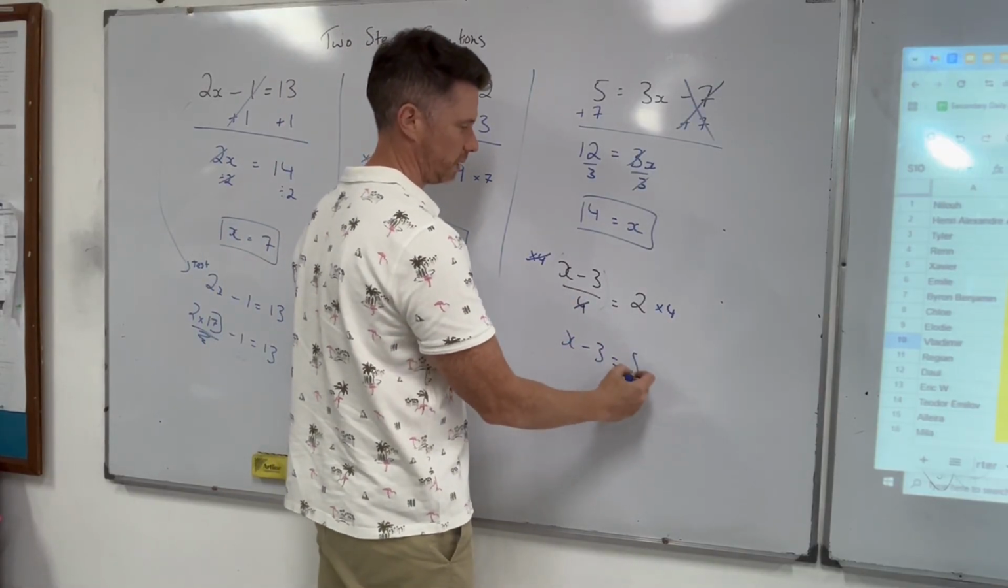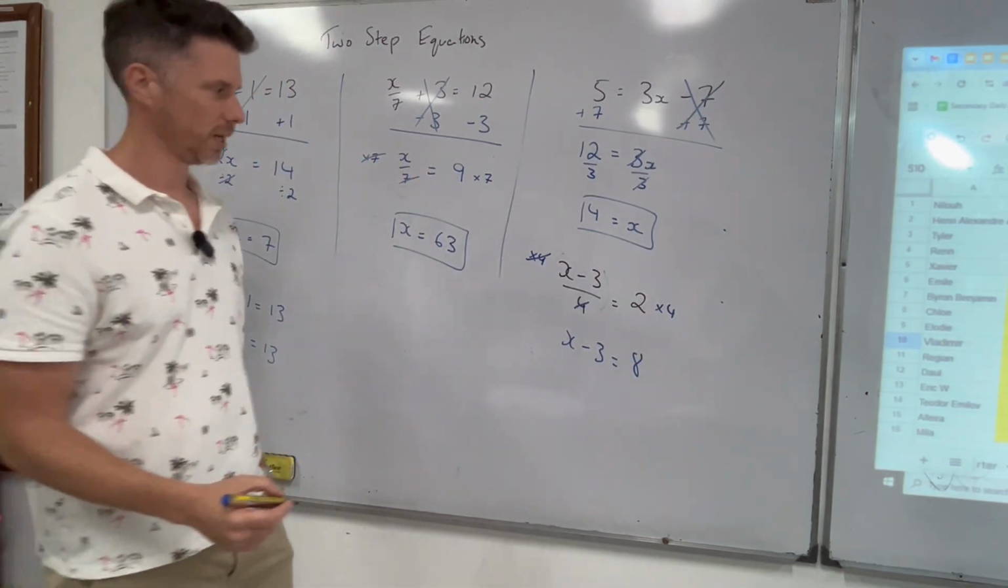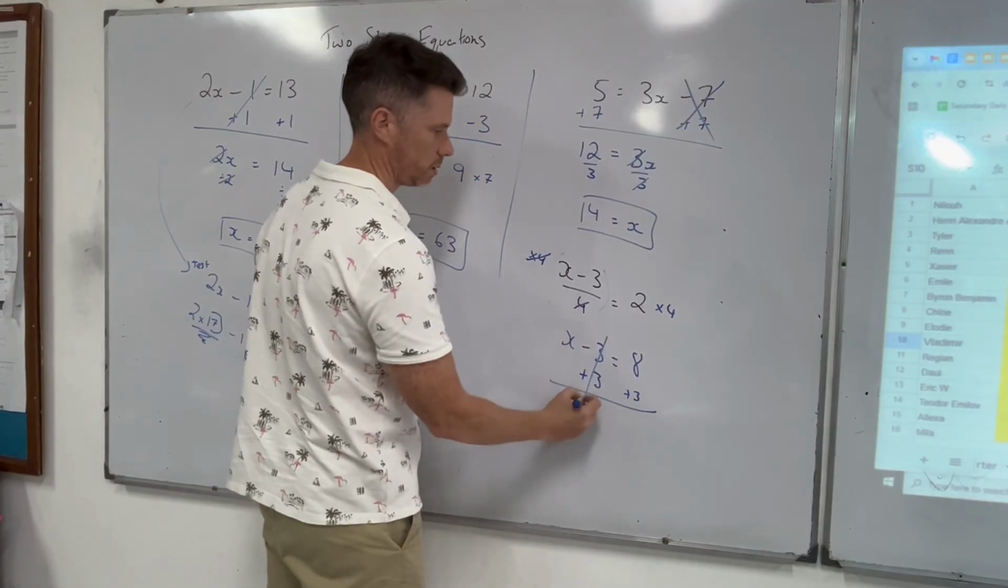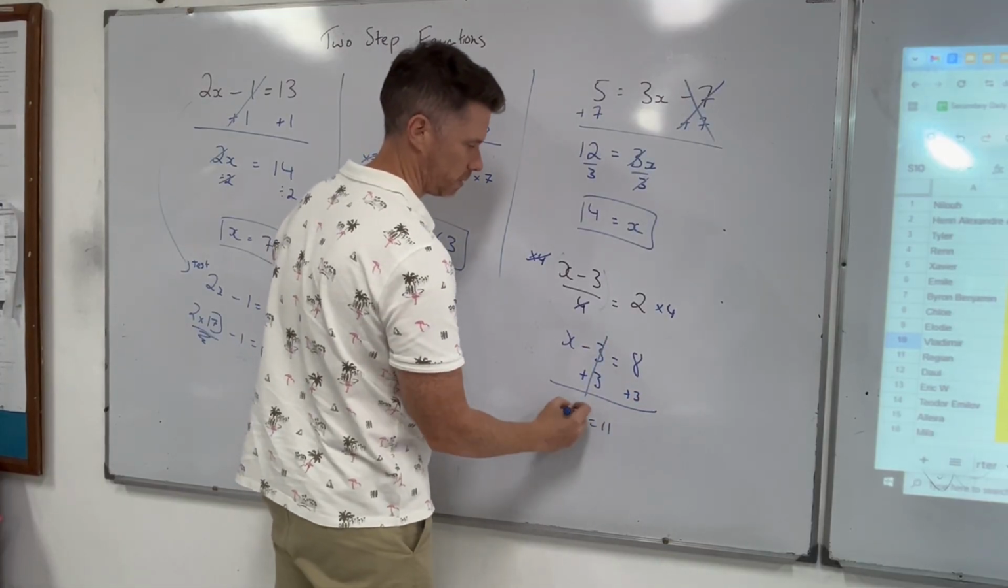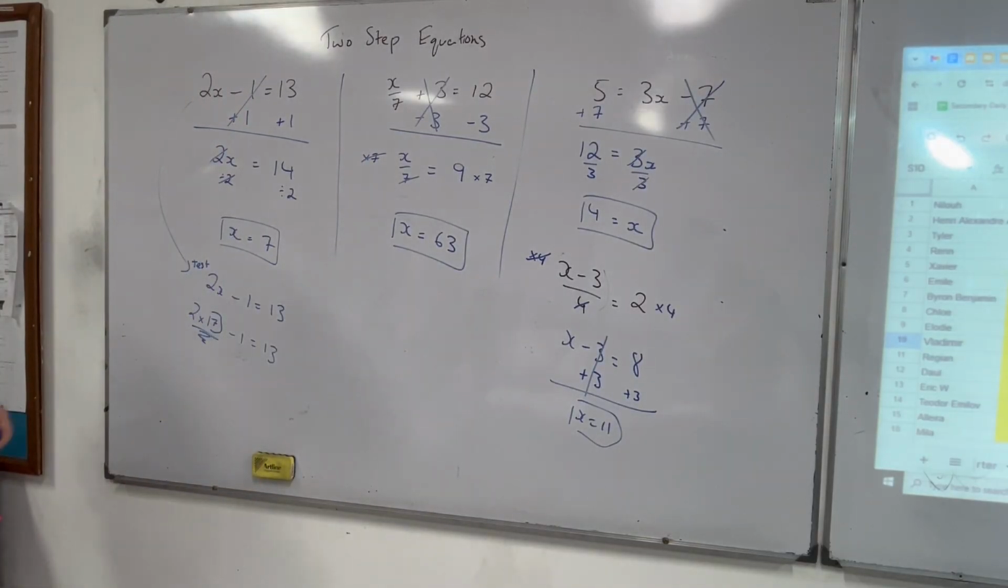2 times 4 is 8. And now it becomes a simpler one-step equation. I actually just add to finish. And x is all in. So there are 4 examples. Now it's your turn.